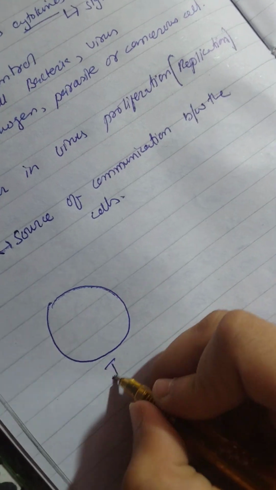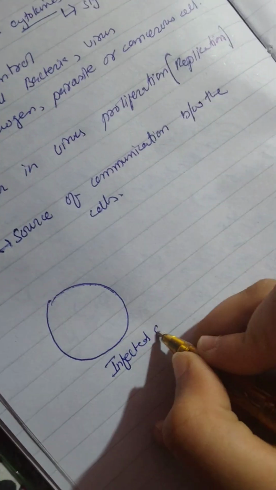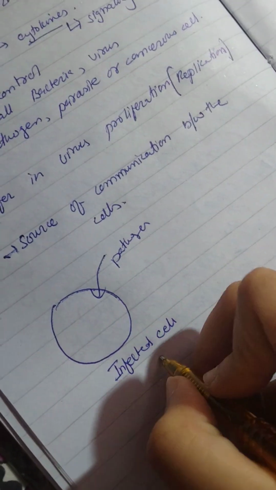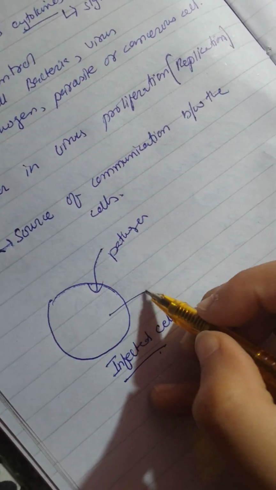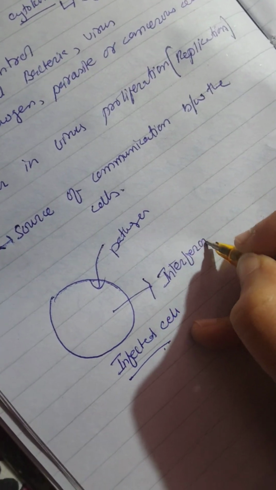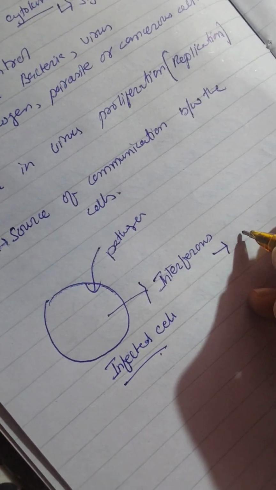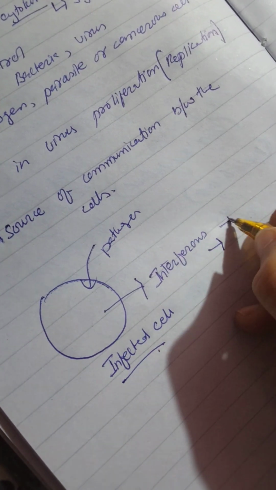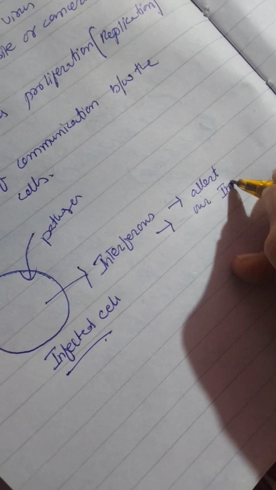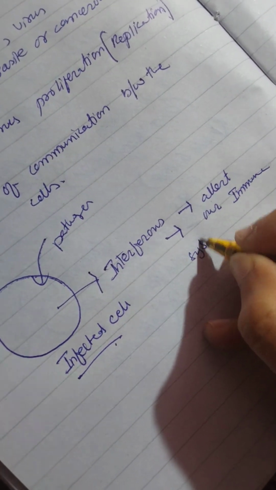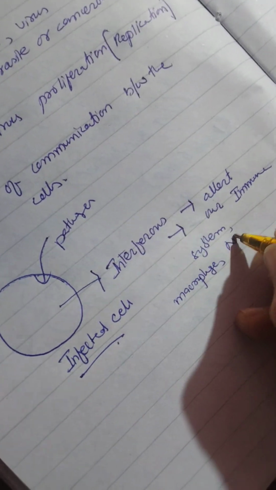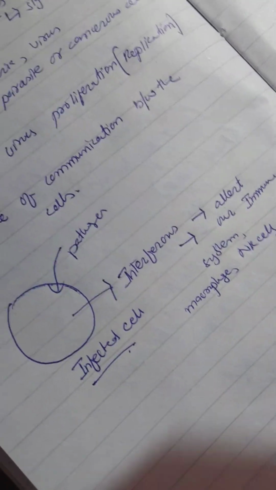Consider that this is a cell. This is an infected cell, basically a cell which is infected by a pathogen. A pathogen has entered and now this cell is infected. So now this infected cell will release some proteins known as interferons. These interferons will go and alert our immune system, or basically alert macrophages, NK cells, monocytes, dendritic cells, and all these.